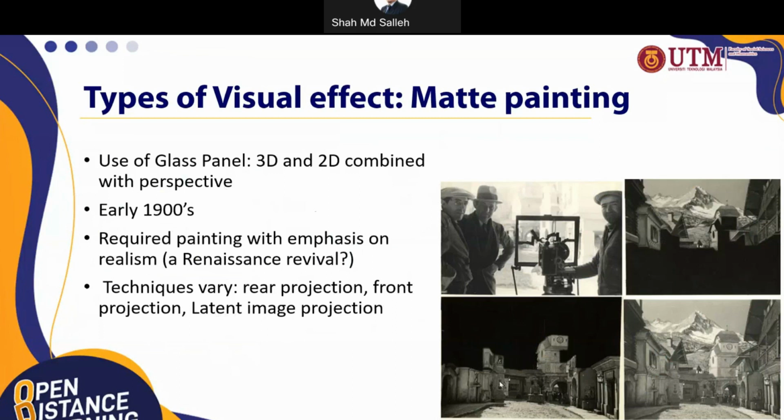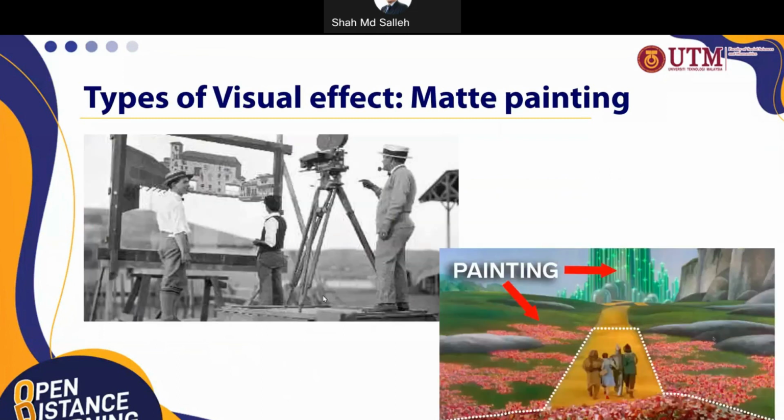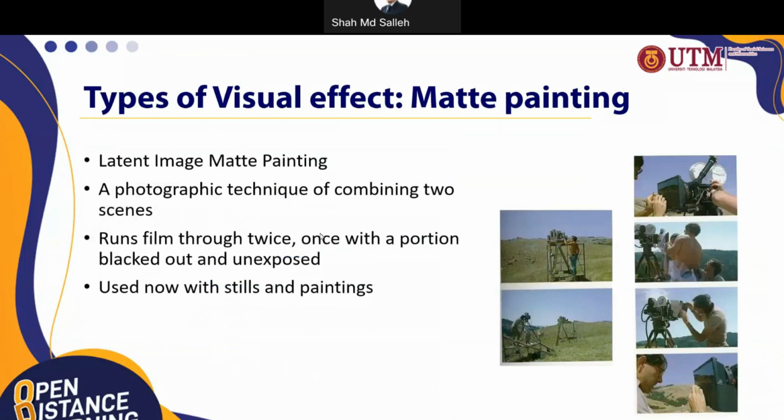Okay, this is the painting, and behind it is the real situation, the real mountain. In this example, the real one is only this. The rest is painting, like this example. This is the early era of film production.